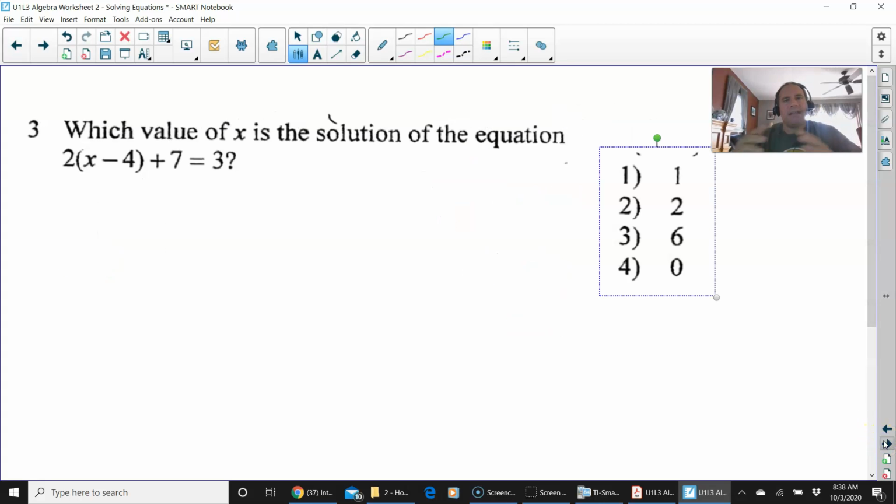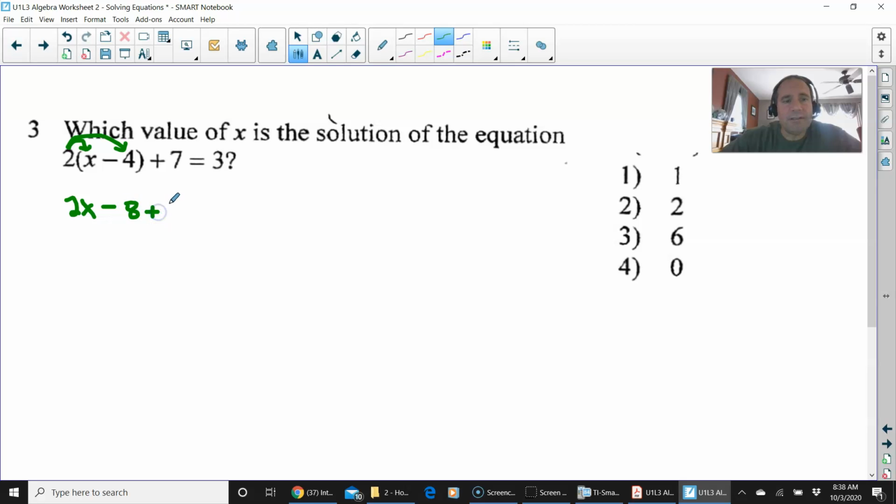For number 3, we have parentheses, and remember, you can't use order of operations right now because there's a variable inside. You don't know what the value of x is. So every single time you solve an equation with parentheses, you have to use the distributive property to get rid of them. 2 times x is 2x. 2 times negative 4 is negative 8. I'm going to bring down the plus 7, and the equal sign and the 3.